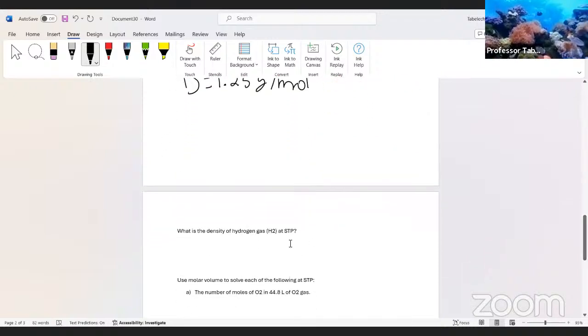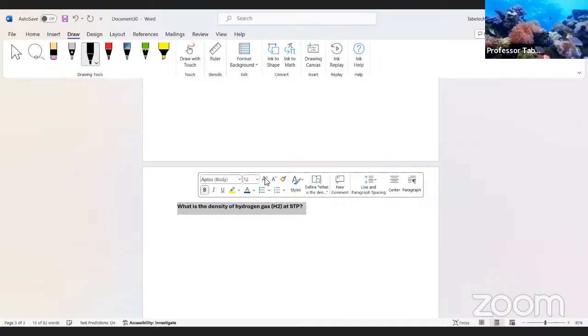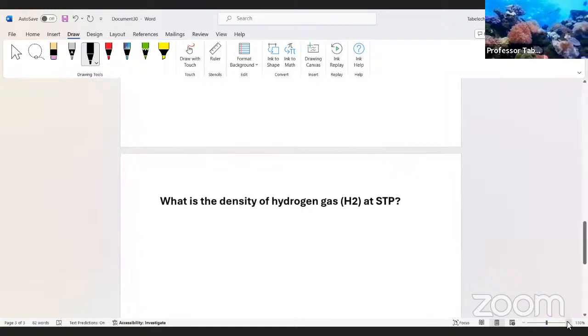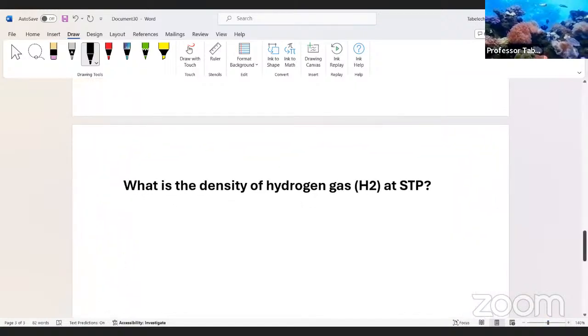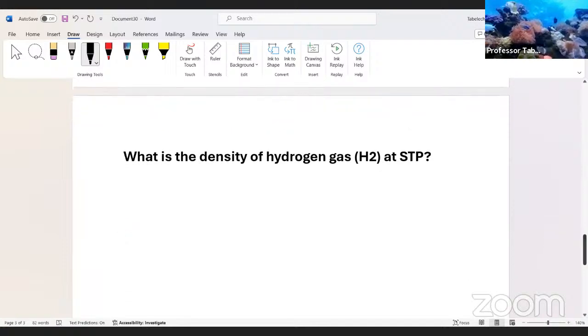So let's do another one. Let me make it a little bit bigger so you guys can see it, because sometimes when I expand the screen, it doesn't always do what it needs to do. They want to know what is the density of hydrogen gas at STP. Again, if I did not give you the formula and say H2, if you just put hydrogen, there is an answer dedicated to you on your test for getting it wrong in that manner.